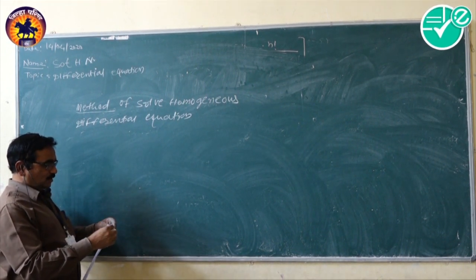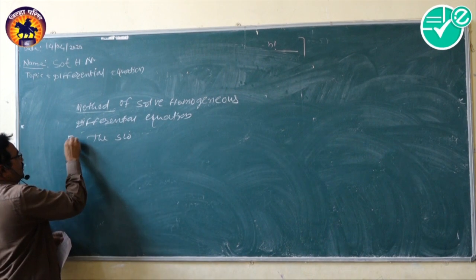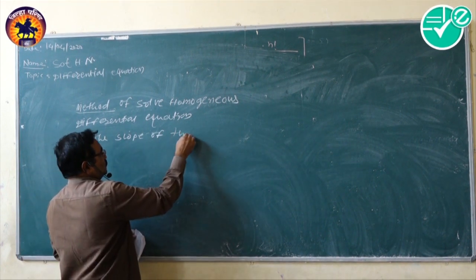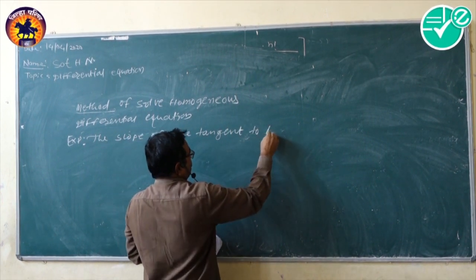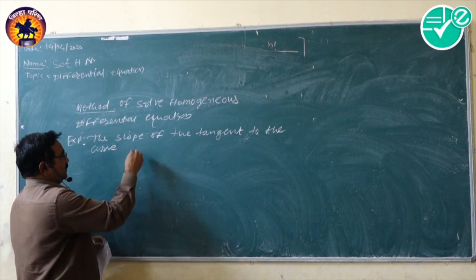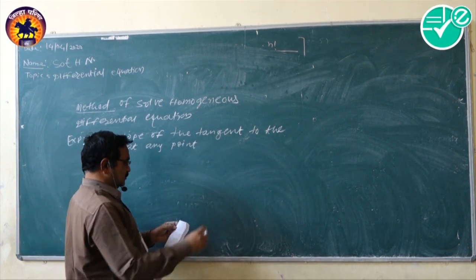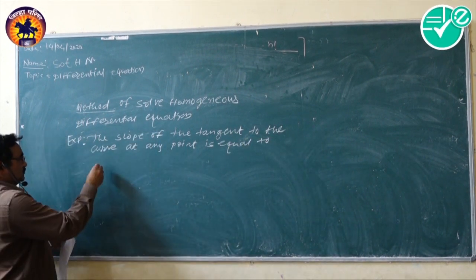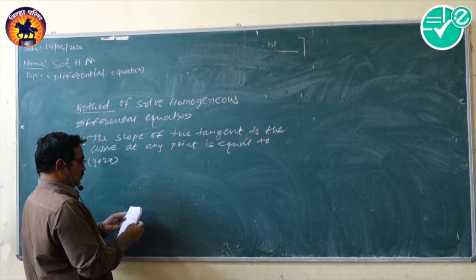In this section, the problems are of such types: the slope of the tangent to the curve at any point is equal to y plus 2x. Find the equation of the curve passing through the origin.